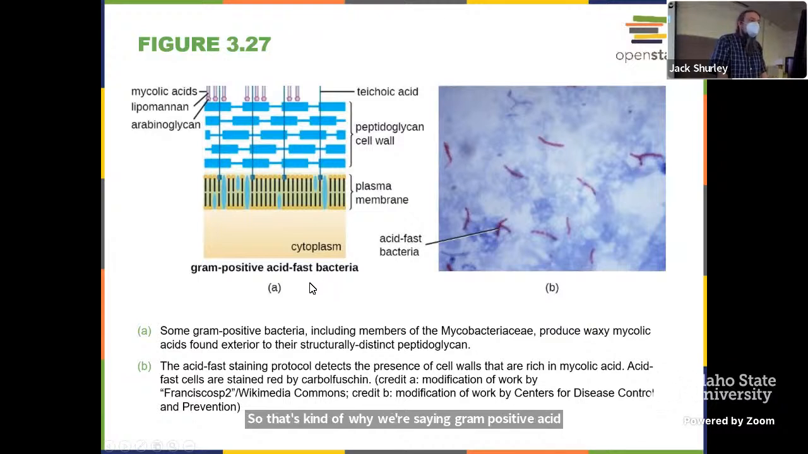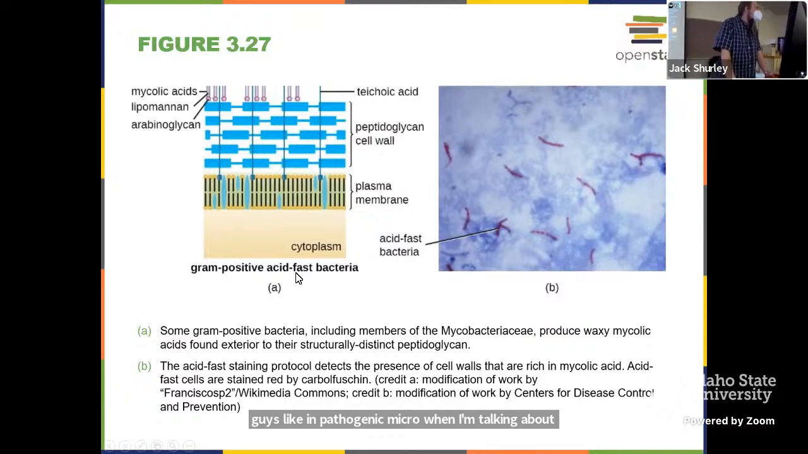So that's kind of why we're saying gram positive acid-fast bacteria. Really, when I start thinking about these guys, like in pathogenic micro, when I'm talking about them in lab, I don't call them gram positives because really they shouldn't have a gram reaction. We just call them acid fast, all right?